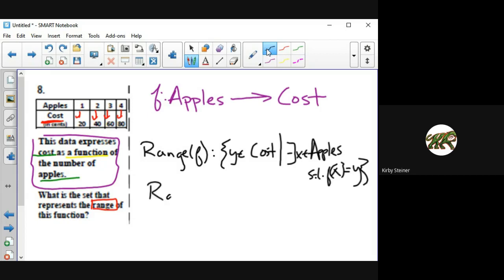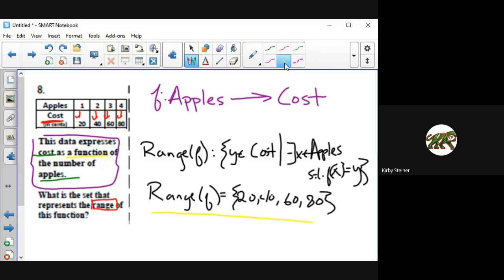So range of f is going to equal 20, 40, 60, and 80. And there's our answer. So again, we've taken our formal definition of range, looked at a specific function that's been provided to us, and now we have come up with a specific answer for the range of that function. Let's continue.